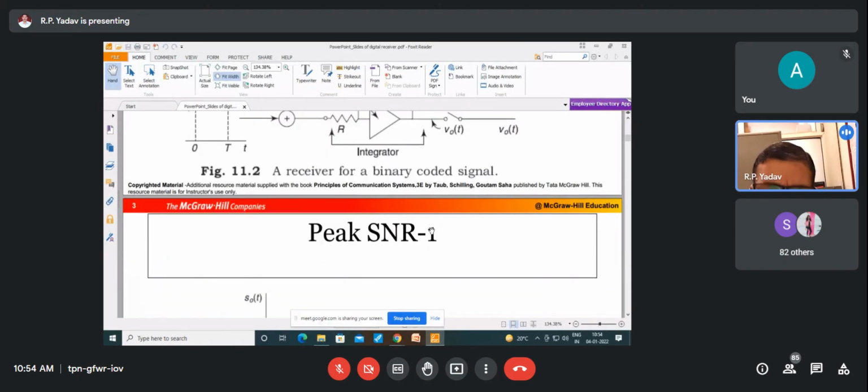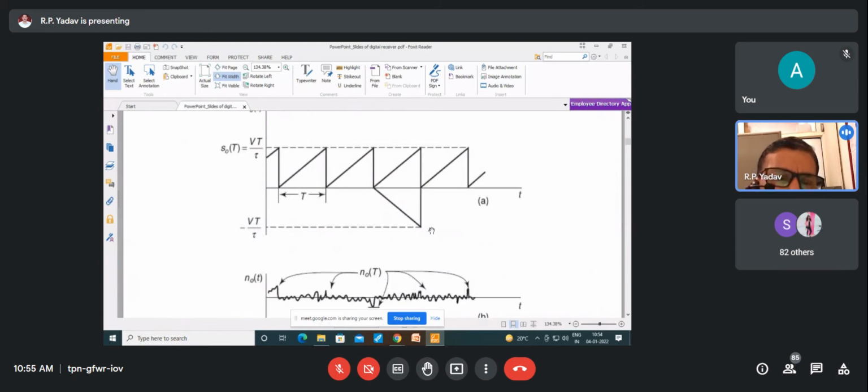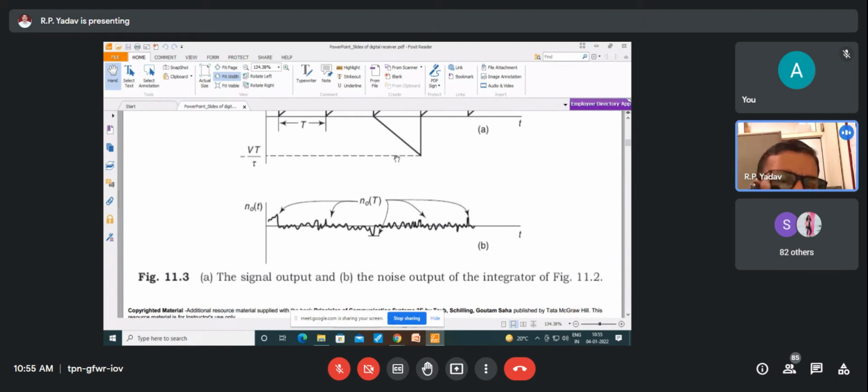I think all of you are familiar with that. Suppose this is my input here, and this is my output signal, integrate and dump, going negative or positive. Because of the noise, this can result in an error.